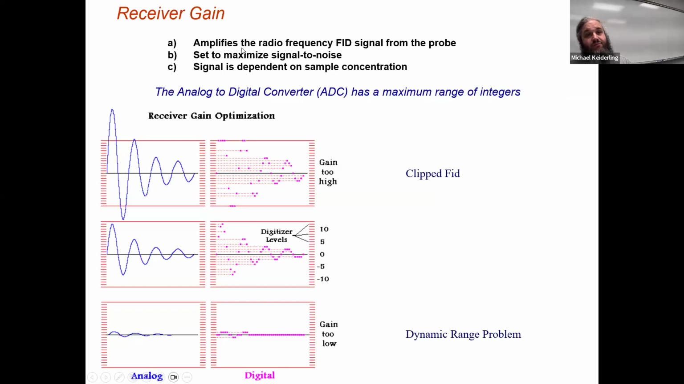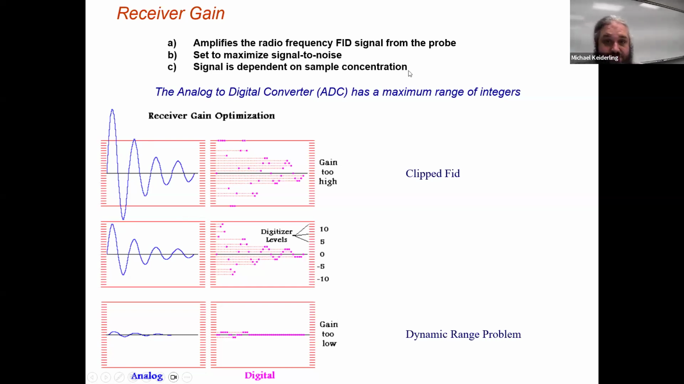Now, receiver gain is important. You need to amplify the radio frequency FID signal from the probe. You want to maximize signal to noise. You don't want your gain too big because you'll clip off data and lose information. But you don't want it too low because that's going to give you lousy signal to noise. You're not going to get a lot of information. So you'd like your gain to get as big as you can measure.